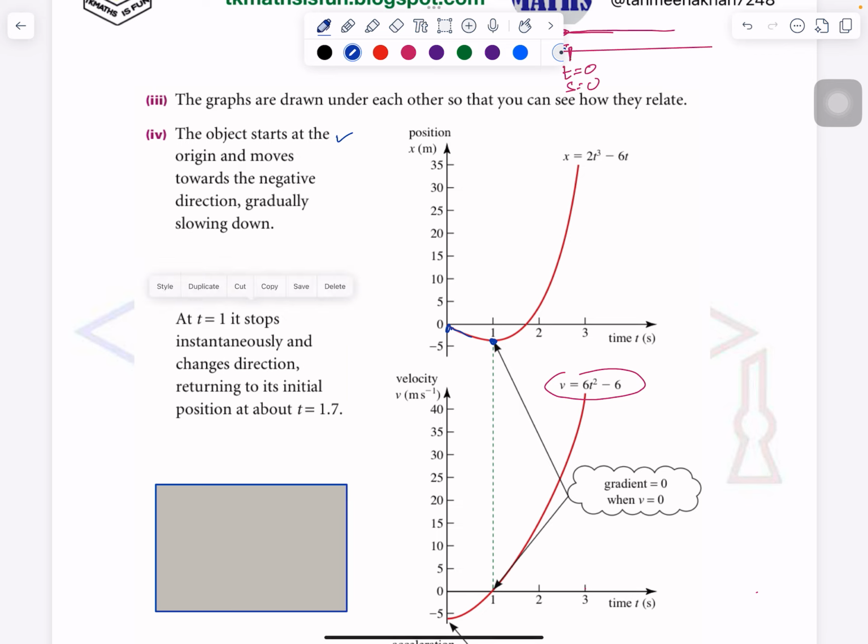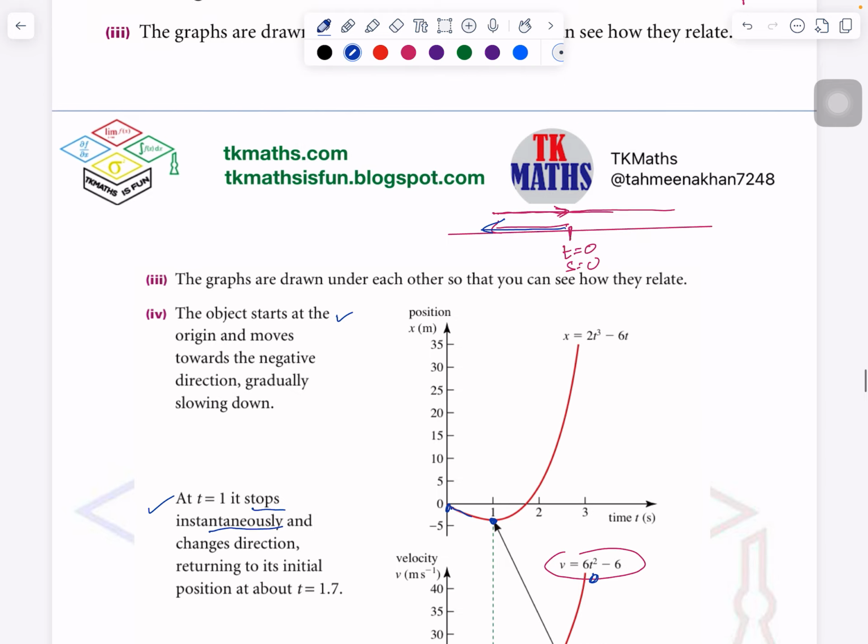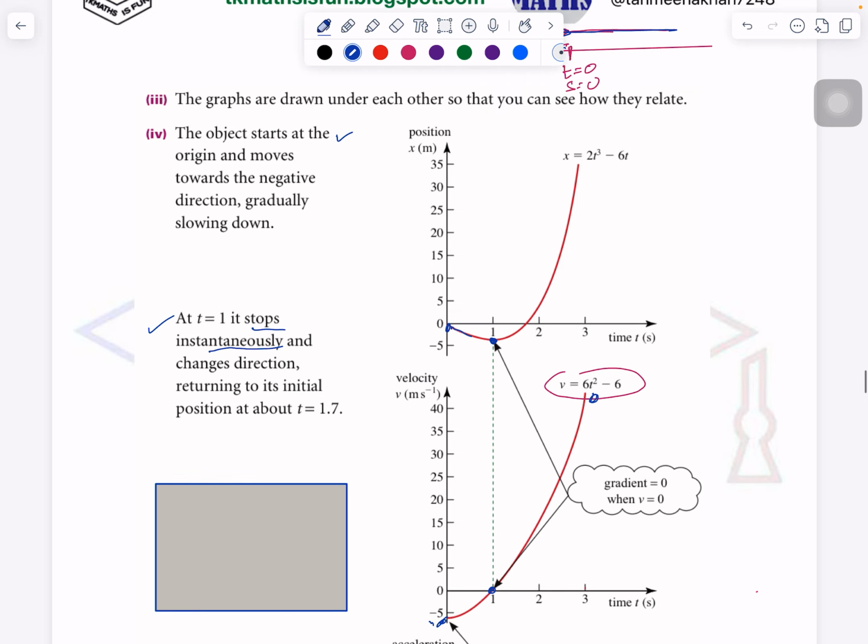This is where it instantaneously stops. When it is instantaneously stopped, v is 0 at time 1 second. Now what is this point here? When you put t equals 0 here, v is equal to -6. So this shows at t equals 1, it stops instantaneously and changes direction. I told you the object took a U-turn from there, back to its initial position at about t equals 1.7.